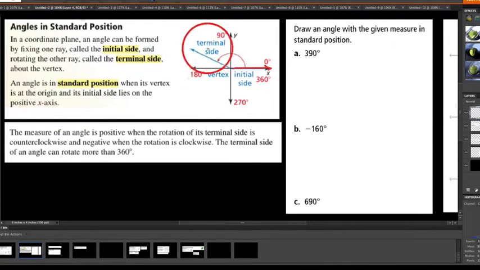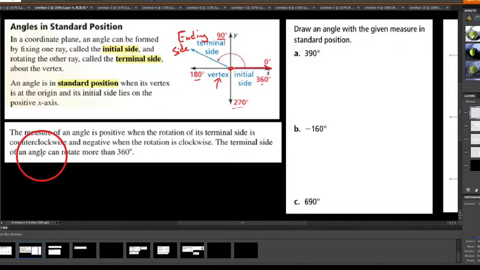Also, we have this terminal side, and the terminal side is where it terminates, or its ending side. We talk a lot about the terminal side of any angle. So you'll notice that we have our 90, 180, 270, and 360 over 0 here. And we refer to this center portion that's located at the origin, if it's in standard position, as the vertex of the angle. And so we say that the measure of an angle is positive when the rotation of its terminal side is counterclockwise.